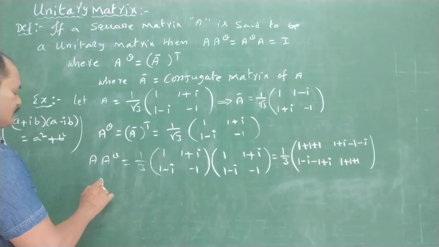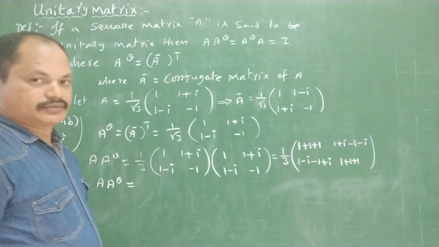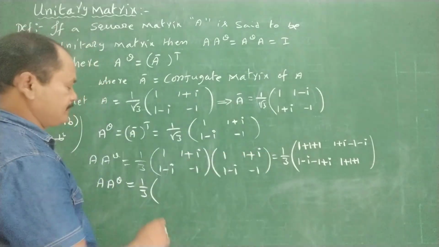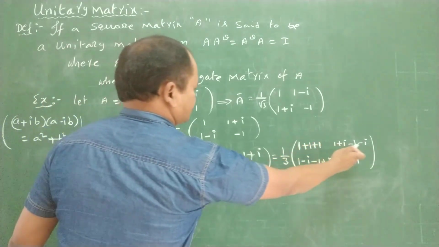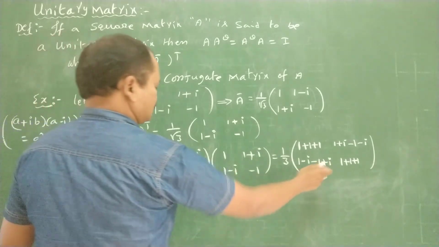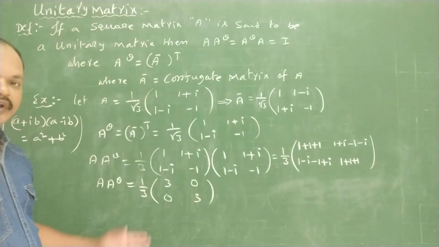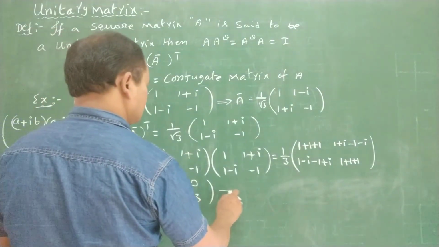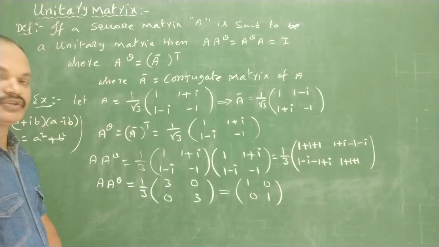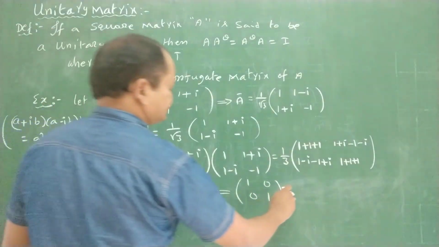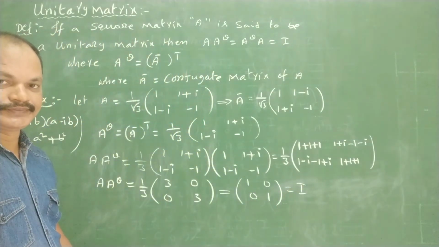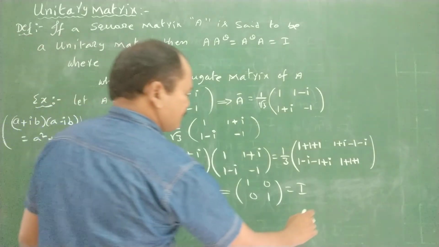So, A into A power theta is equal to 1 by 3 into, here it is 3. Now this gets cancelled, 0. This gets cancelled, 0. That is 3. Now take 3 common and it gets cancelled. Then it is 1, 0, 0, 1. It is I, the identity matrix of order 2. That's it.